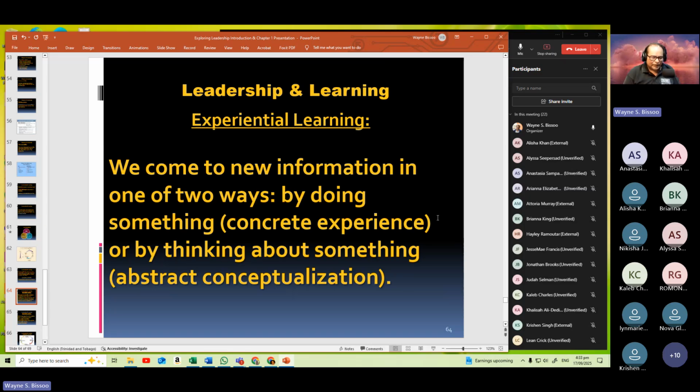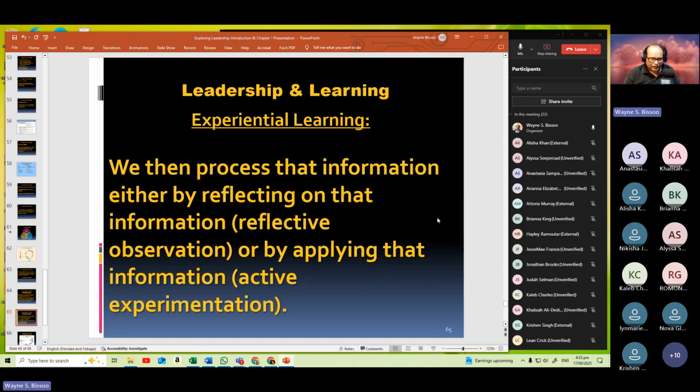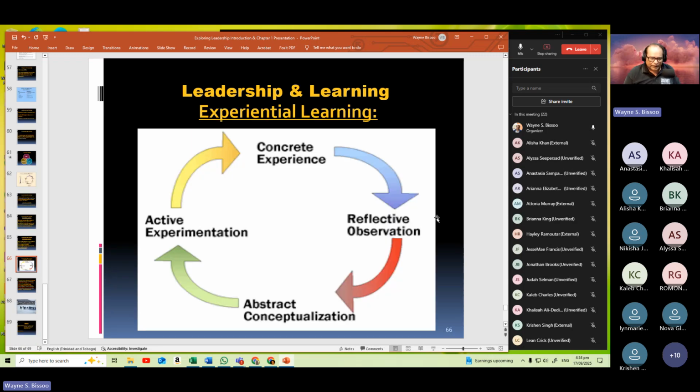So we come to information by one of two ways, either through concrete experiences or through abstract conceptualization. If we look at that process in this model here, we can either start from the experience, what happened, we make observations, think about it, abstract conceptualization, try it again, and learn something more. Or we can start from thinking about it, trying an experiment, going through the experience, reflecting and making observations, and coming back and rethinking of it.